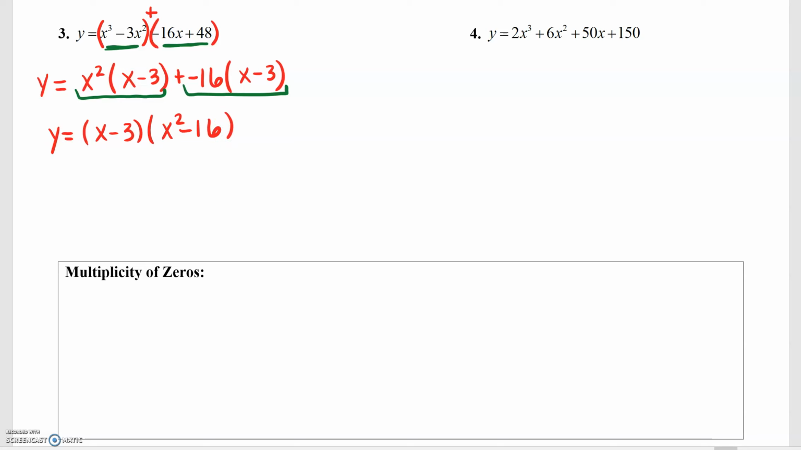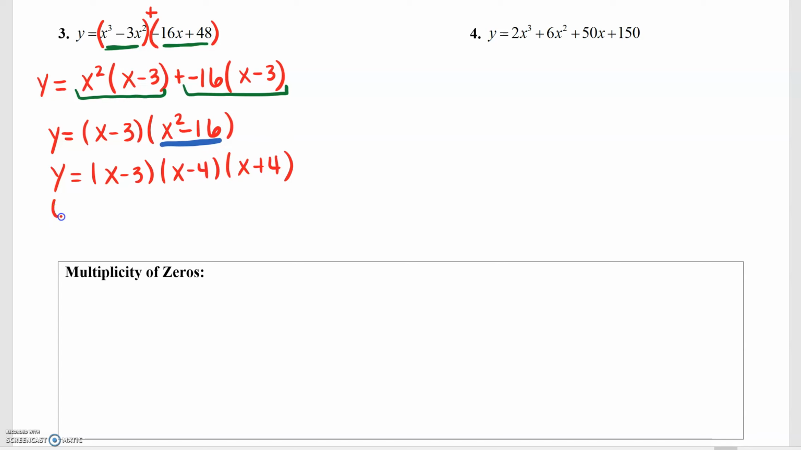Now this is not quite factored because I noticed that this x squared minus 16 is now a difference of squares. So I can continue factoring it just like we did on the last problem, where I can do x minus 4 and x plus 4. So now it's fully factored.